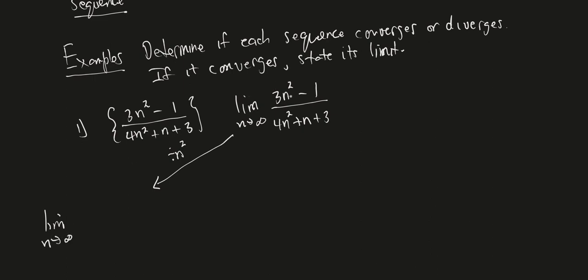So if I divide the 3n squared by n squared, I get 3. Divide the 1 by n squared, I get 1 over n squared. And then in the denominator, divide the 4n squared by n squared, I'll get 4. Divide n by n squared, I'll get 1 over n. And then 3 divided by n squared is 3 over n squared.